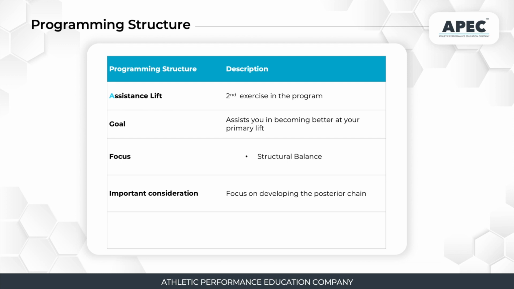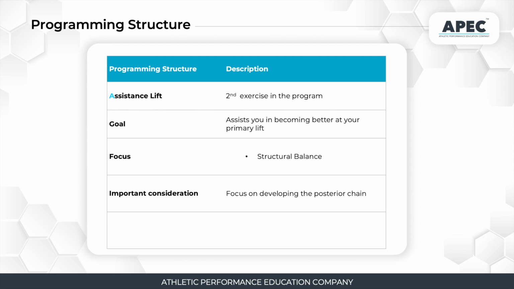So you should be choosing an exercise like an RDL, Romanian deadlift, or a hip lift, some hamstring and glute based exercise for your assistant lift. Really important consideration: the majority of assistant lifts are going to focus on developing the posterior chain. And it doesn't matter whether you're programming for a lower body session or an upper body session, you need to focus on developing the posterior chain.